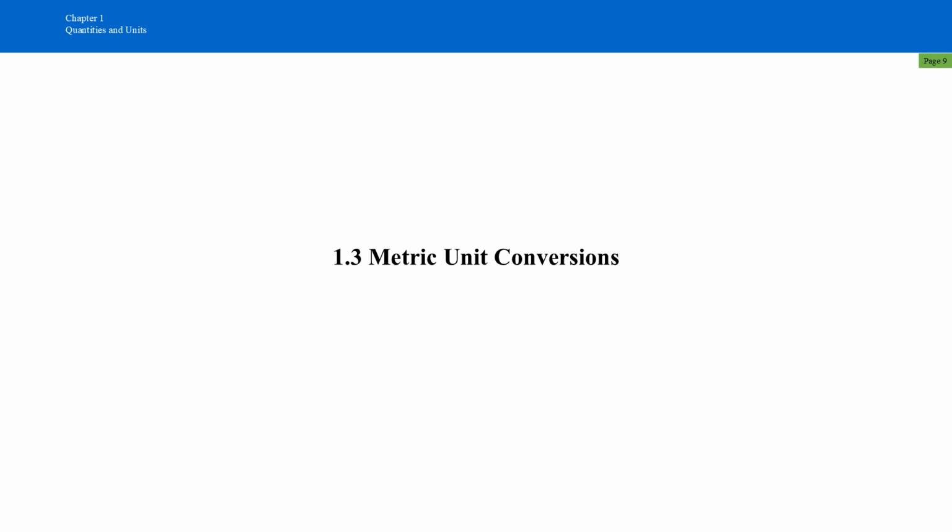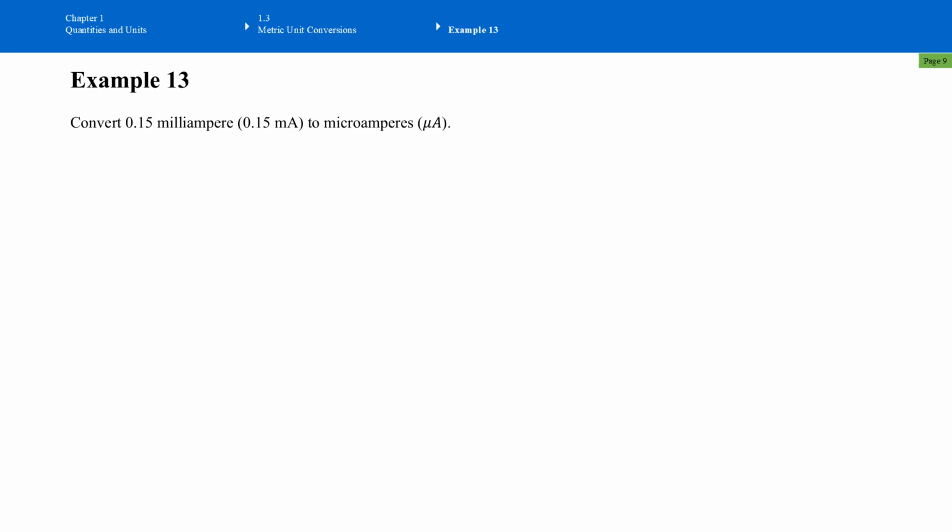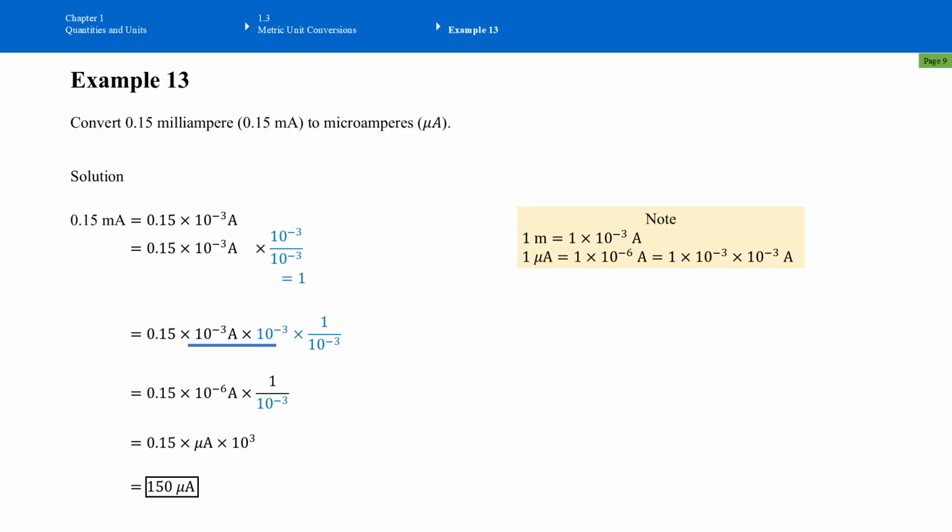1.3 Metric Unit Conversions. Let's work on example 13. We need to convert 0.15 milliamps to microamps. So first, let's write down 0.15 milliamps, and we're going to rewrite it as 0.15 times 10 to the minus 3 amps.